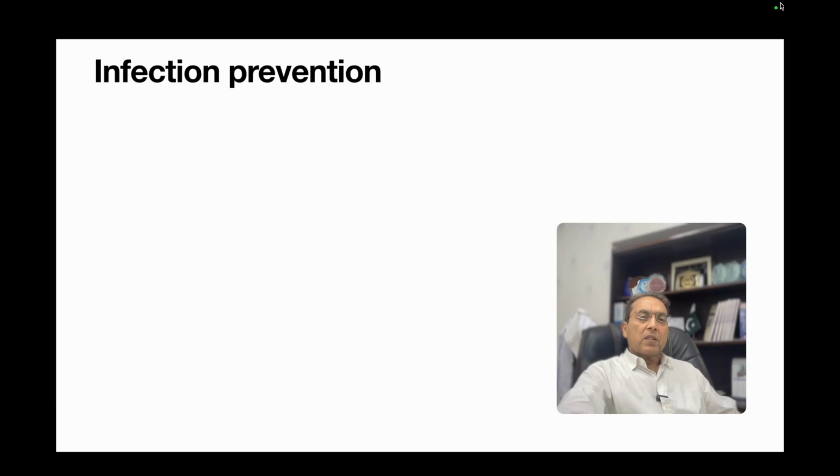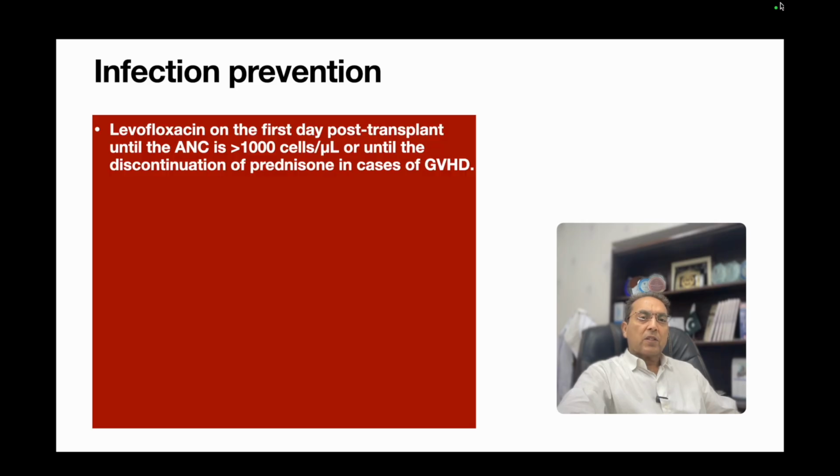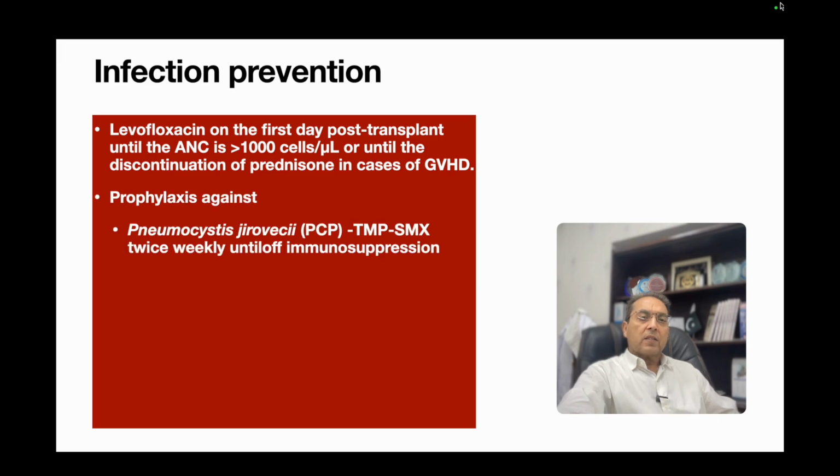Now, the important thing is infection prevention in these patients. They are at great risk of developing infection. Levofloxacin is given daily, starting the first day post-transplant, until the ANC is greater than 1000 per microliter, or until discontinuation of prednisolone in cases of graft versus host disease. So the levofloxacin continues. Then, for prophylaxis against Pneumocystis jirovecii, trimethoprim-sulfamethoxazole is used twice weekly until off immunosuppression.